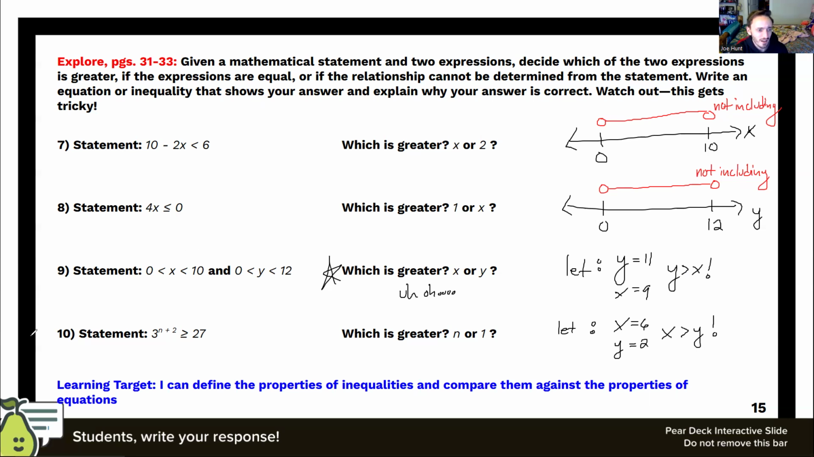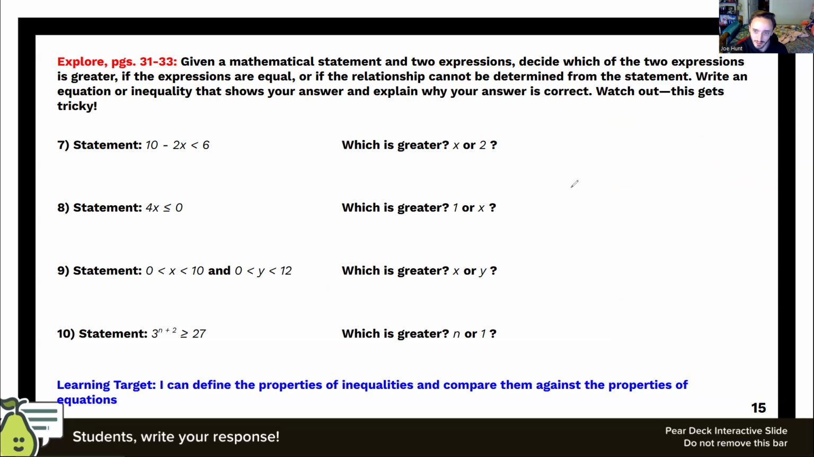Now, this last one here, this exponential statement, right? 3 to the n plus 2. We say whatever that is, it's greater than 27. We're trying to figure out which is greater, this mysterious number n or the number 1. Now, one thing that I want to point out here is that 27 could be broken down as 3 times itself a certain number of times. And this goes way back, right? To some of the work we were doing in Unit 1 and Unit 2 in August and September. I'm going to think about a prime factorization of 27 and build out a factor tree to see how many times 3 times itself is going to go into 27.